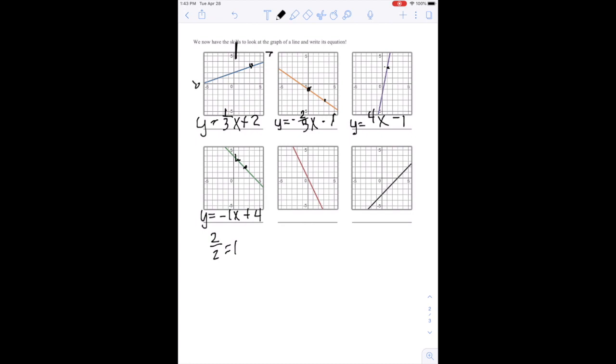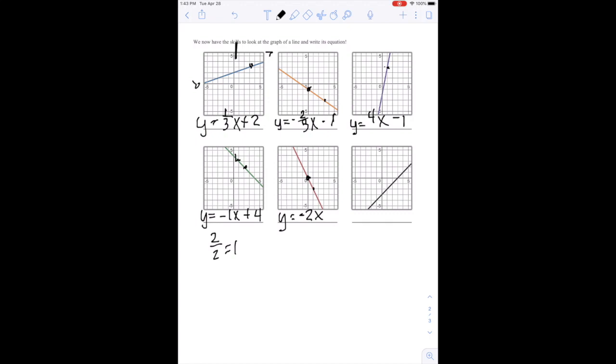Okay, this next one's also negative. It crosses the y at the origin at 0. Think about what's going to happen there. So the slope, I'm going to go down 2 and over 1, so negative 2x. And because it's 0, I don't have to write plus 0. I'm just going to write y equals negative 2x.